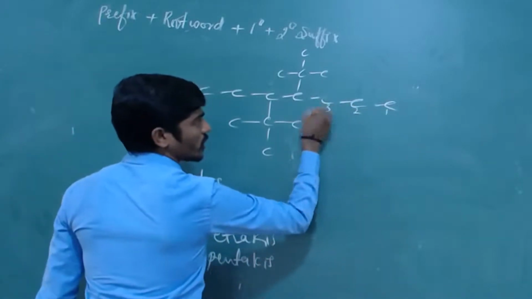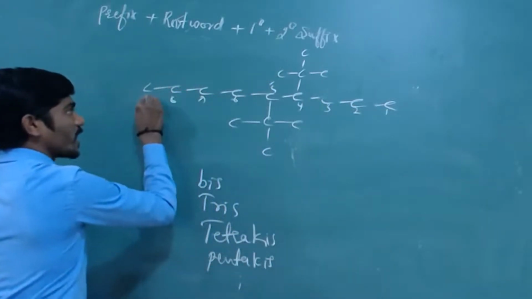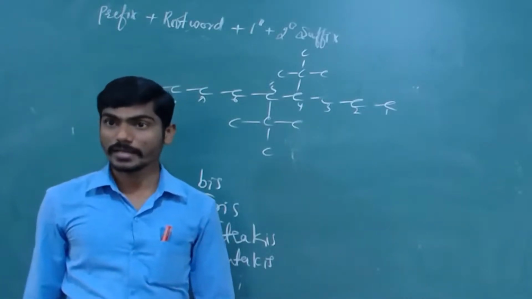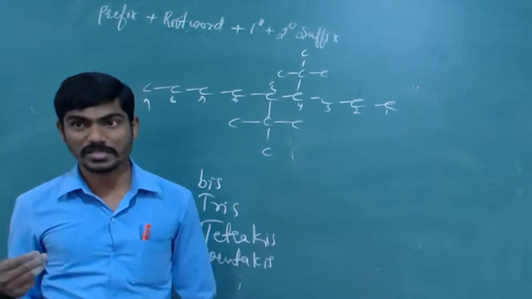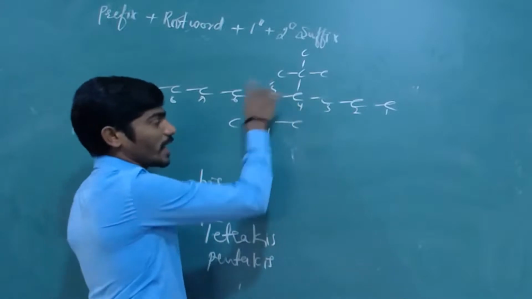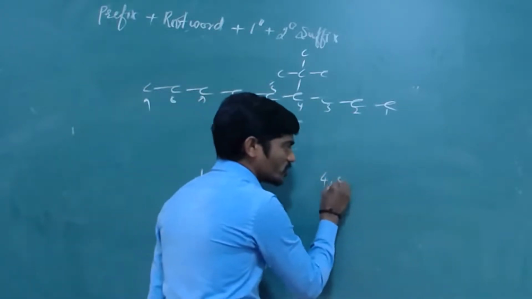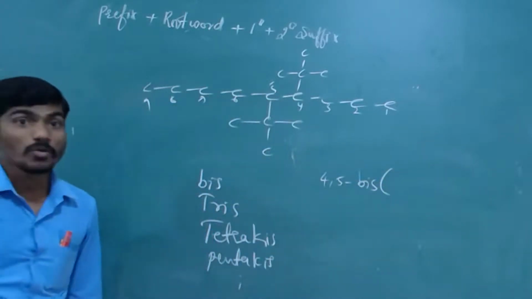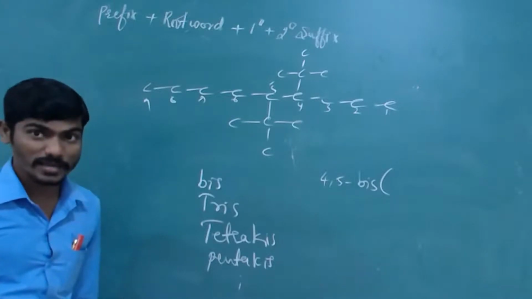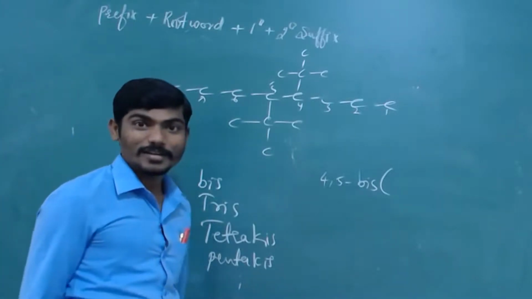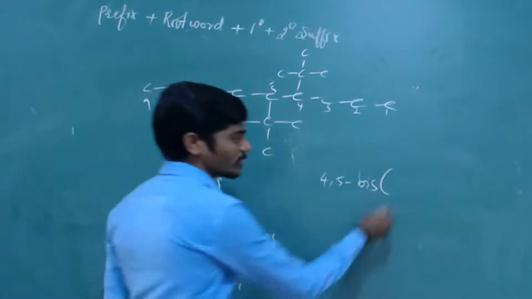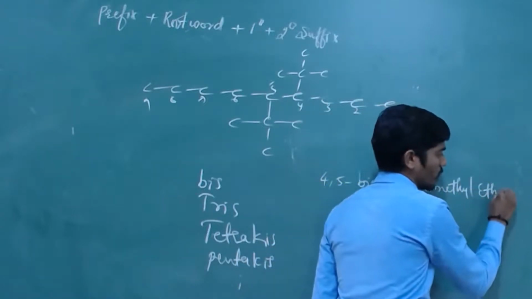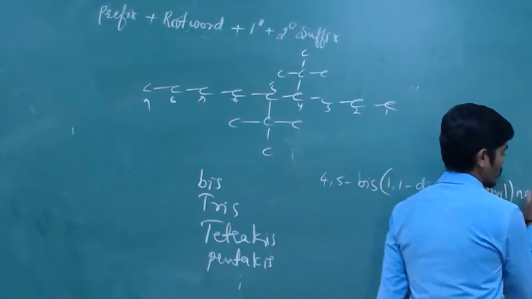Numbering 1, 2, 3, 4, 5, 6, 7, 8, 9. Root word nonane, over. Then prefixes. Two prefixes are there at positions 4 and 5. So 4,5, since same group. In brackets, 1,1-dimethylethyl.